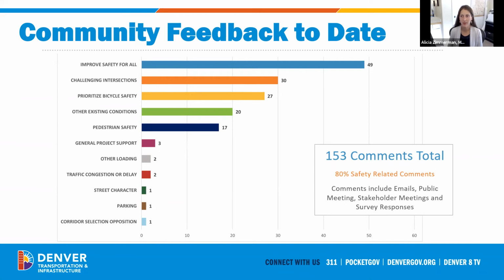The top ones are improving safety for all. This is out of over 150 comments so far, which is great. Improving safety for all, which can include things like concerns about speeding and many other categories there. Challenging intersections, which is not surprising along this corridor, something that the design team is certainly thinking about. Prioritizing bicycle safety, those folks who are really thinking this is a critical connection and we want to make sure it's given the weight it's needed, as well as other existing conditions. And we'll talk about that in just a second, and pedestrian safety. And then the rest of them were a few comments that we've certainly heard and logged and considered, but are not as common as some of these other ones.